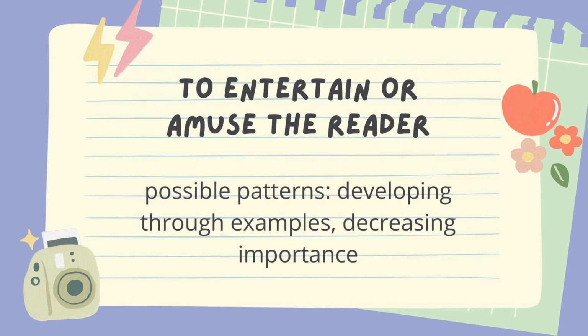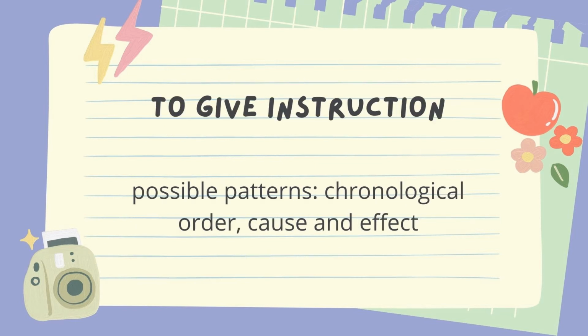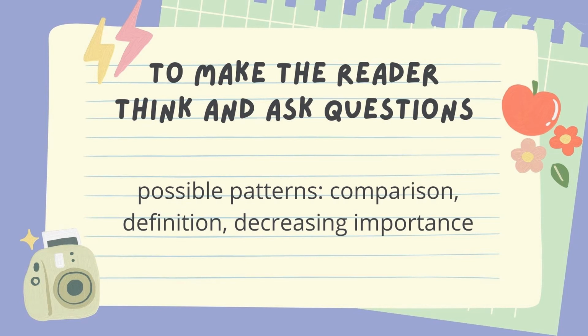To entertain or amuse the reader, the possible patterns are developing through examples and decreasing importance. You may also include definition, but it's still up to you as a writer. For giving instruction, the best patterns are chronological order and cause and effect. To make the reader think and ask questions, the possible patterns are comparison, definition, and decreasing importance.